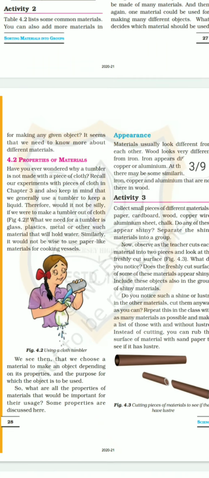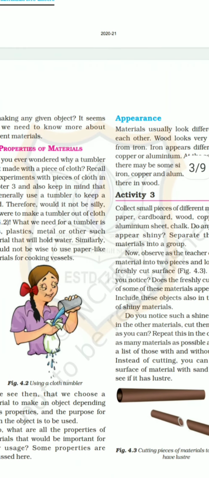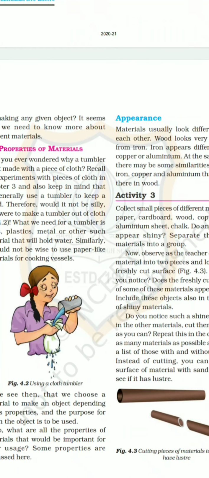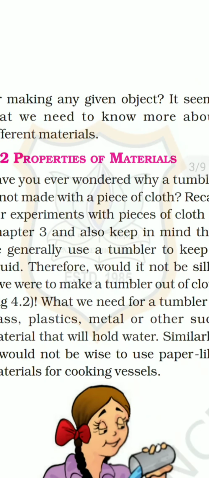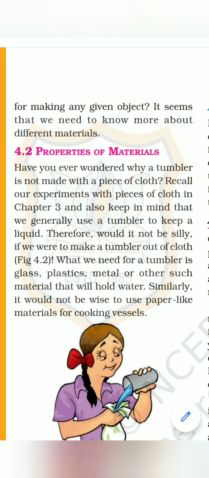Properties of materials. Have you ever wondered why a tumbler is not made with a piece of cloth? Recall our experiments with pieces of cloth in chapter 3, and also keep in mind that we generally use a tumbler to keep a liquid. Tumbler means a glass or any vessel you can take to keep a liquid. Therefore, it would be too silly if we were to make a tumbler out of cloth.